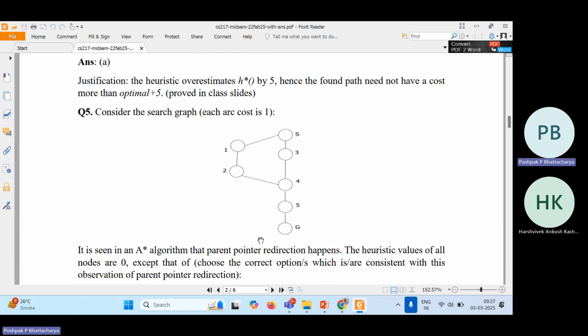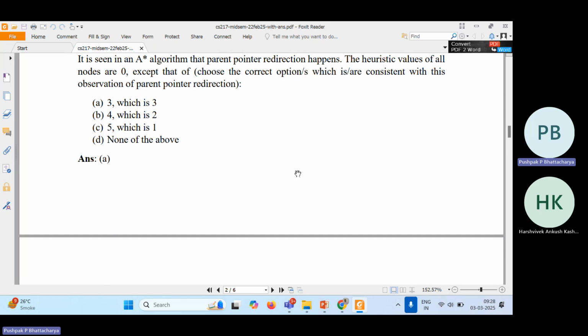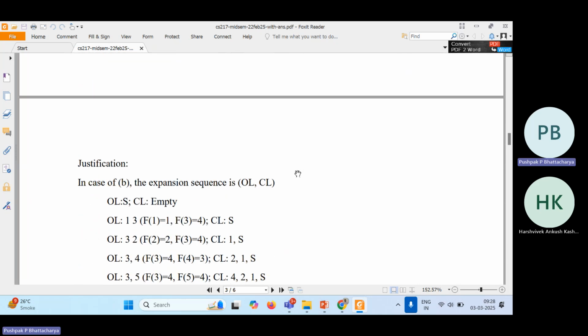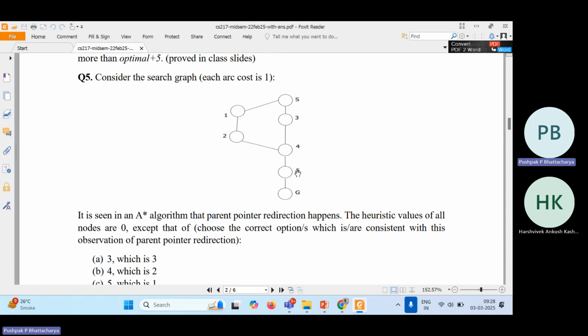Now this I think some of you have questions here. So you see the heuristic values are everywhere 0. And if 3 has a heuristic value which is 3, okay, if this 3 has a heuristic value which is 3, then the expansion sequence will be the following. Okay, so you'll be forced to first expand 1 and 2, and then 4 will come.